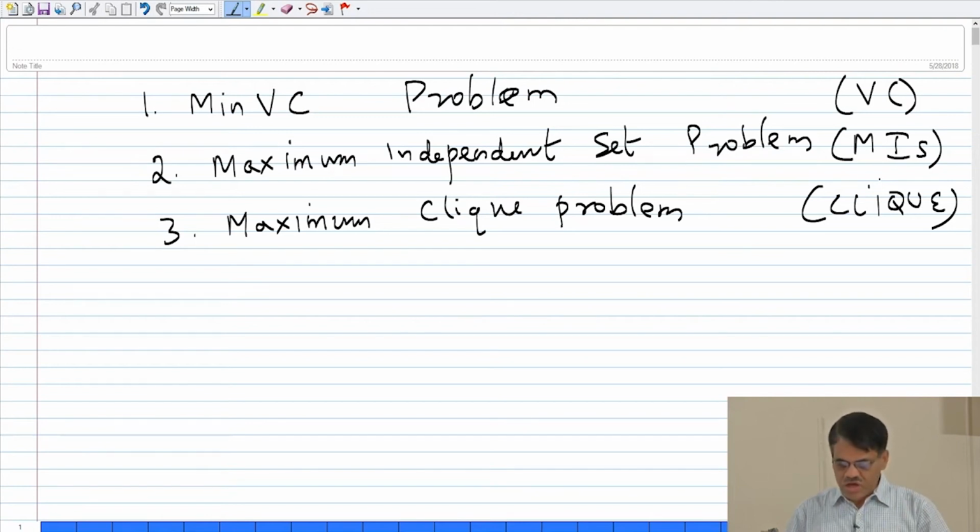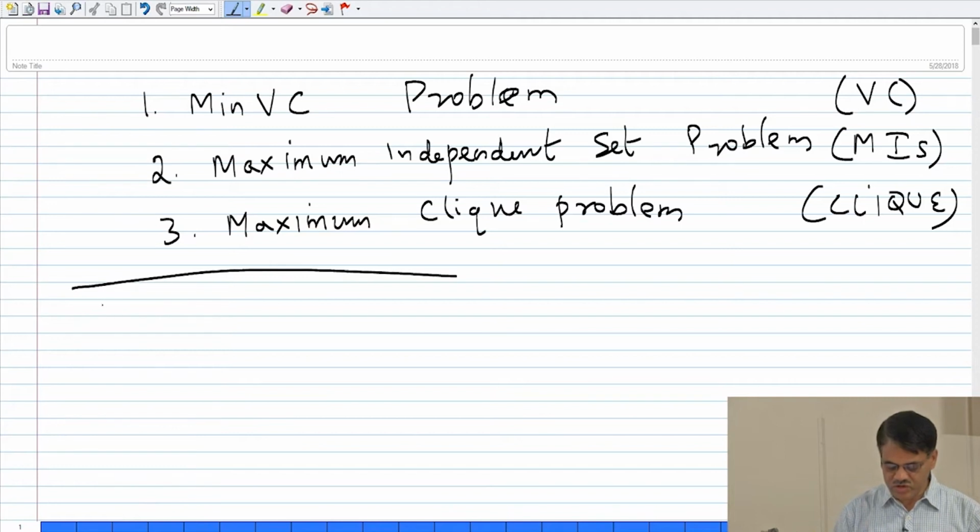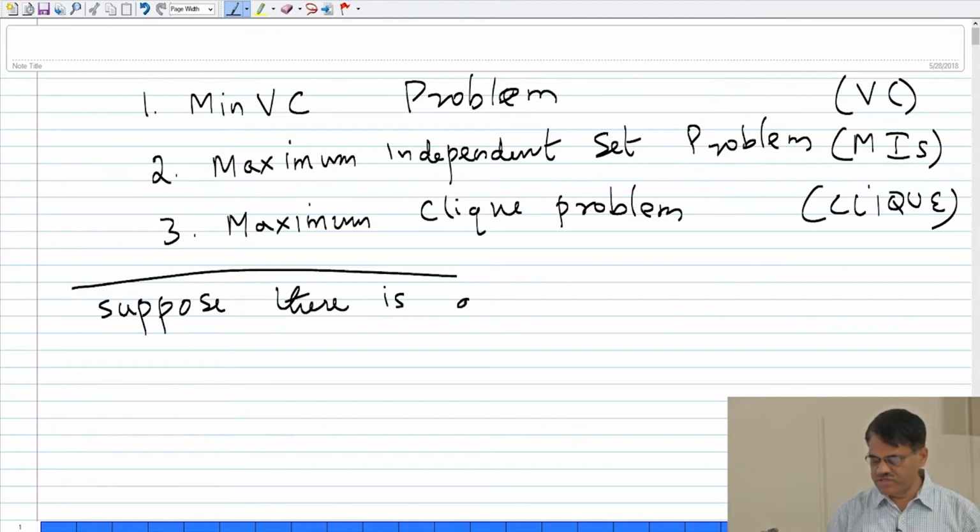Now what I want to say is that somehow these three problems are related in the following sense. If somebody gives me a polynomial time algorithm for any one of them, I will immediately get a polynomial time algorithm for all of them. Okay, this is the kind of connection between problems we want to explore. Let's see why. This is actually very easy to see. So suppose there is a poly time algorithm.